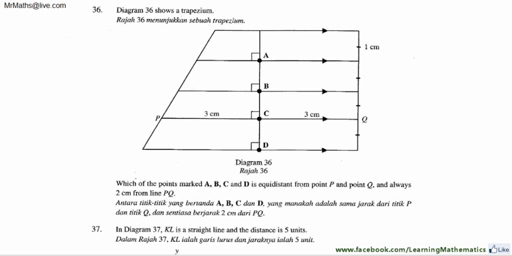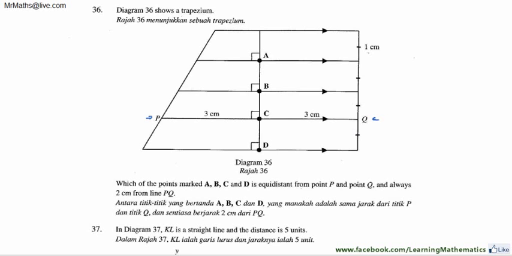Number 36. Diagram 36 shows a big trapezium there. Which of the points marked A, B, C, and D is equidistant from the point P and Q? Equidistant from P and Q. The point is equidistant from P and point Q, and always 2 cm from PQ.